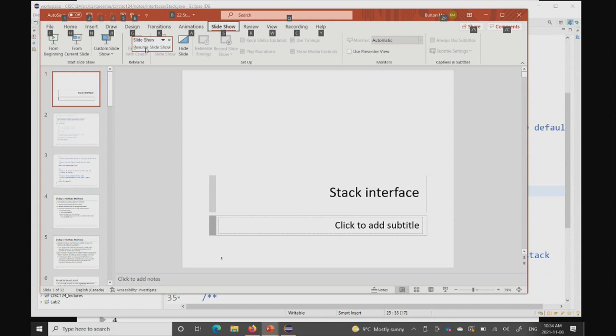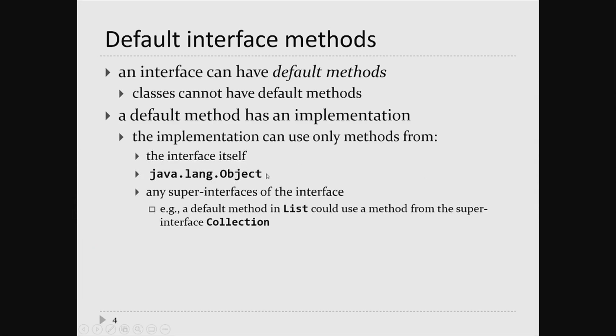Sorry, back to... So you're allowed to do that. You're allowed to use any method from Object. So you can use toString or equals or hashCode or anything else that comes from Object. And you can use anything that comes from what's called a super interface of the interface. So remember that List is an interface, but we also say that it extends the Collection interface. So List is allowed to use anything from its super interface called Collection.